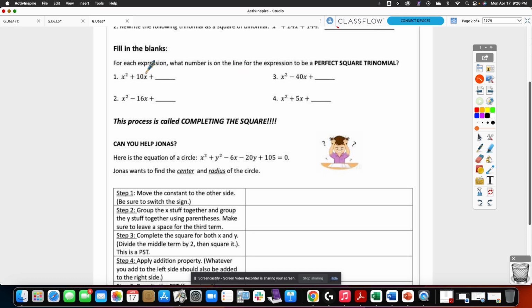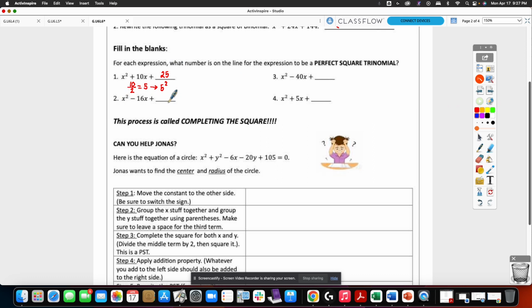So what we want to do is to take this 10, divide it by 2. So 10 divided by 2 is equal to 5. And then we take that 5 and we square it. So 5 squared is equal to 25. So the third term would be 25.